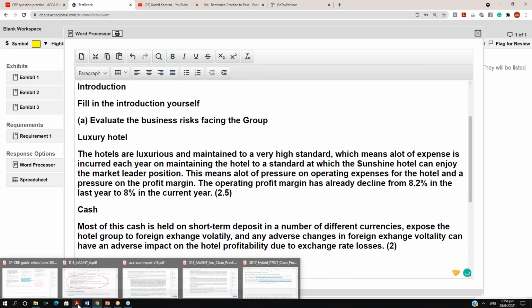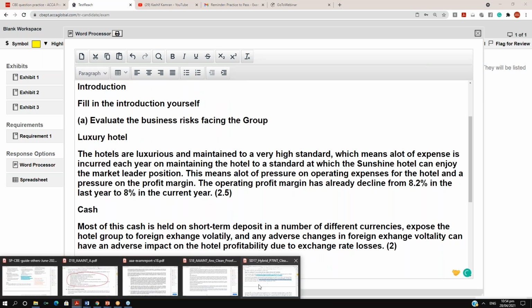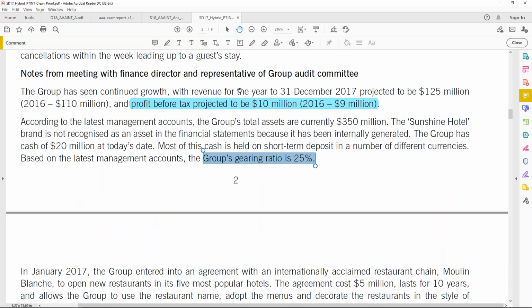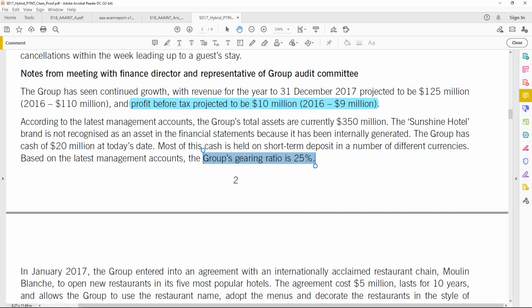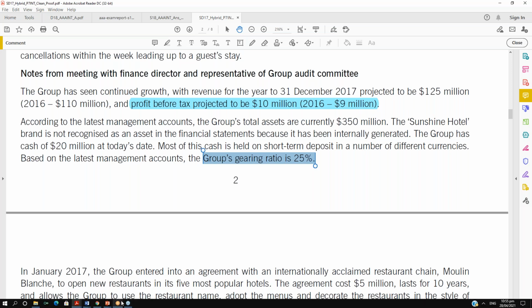If you go back to the case study, the group gearing is 25% currently. So you agree group gearing is 25%? Can the group gearing increase in future because they're planning to invest in the next 3 years? So do you think the group gearing will rise in the future to come? Do you agree? So the group gearing ratio is 25%.